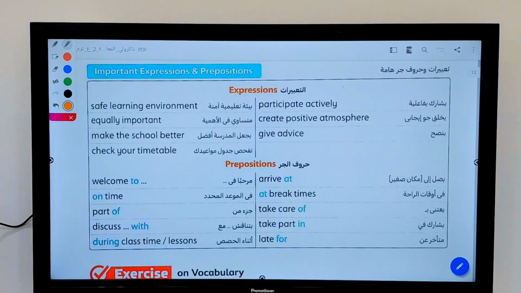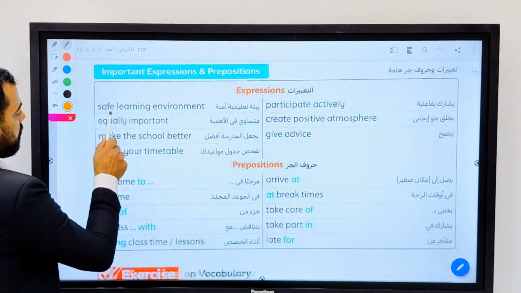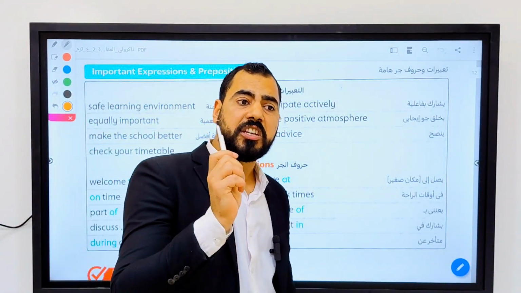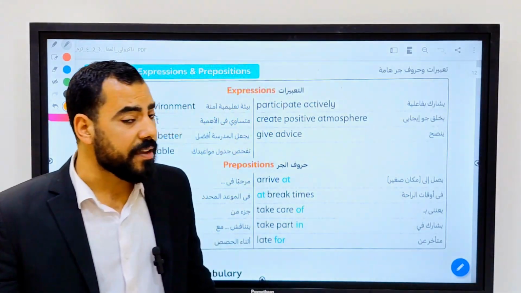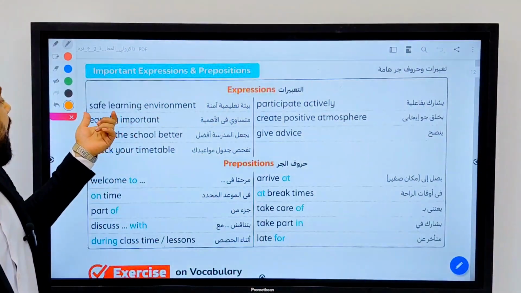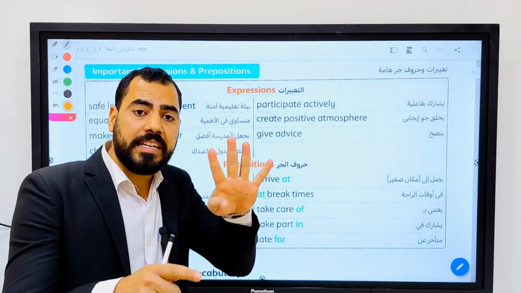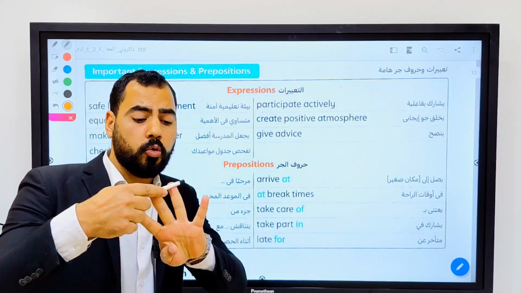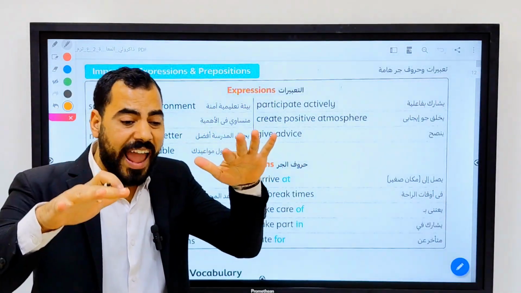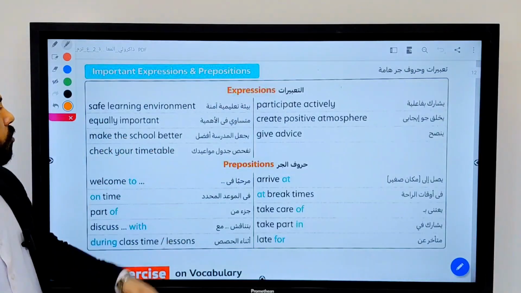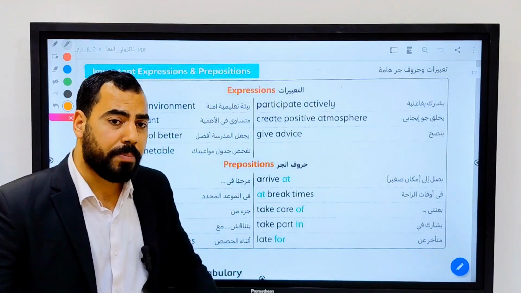These are important expressions and prepositions. Expressions: safe learning environment. If you follow the school rules, the safety rules in the classroom or outside it, the behavior rules, the dress code, how to be safe everywhere, in the library, at school, you will have a safe learning area. Equally important: these four things, the dress code, behavior rules, school or classroom rules, and rules in the library, are equally important. They are as important as each other. Make the school better: if you follow the rules, we will create a safe learning environment and we will make the school better.